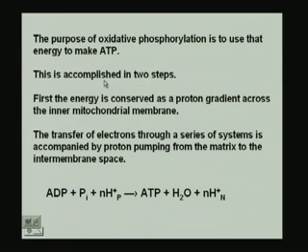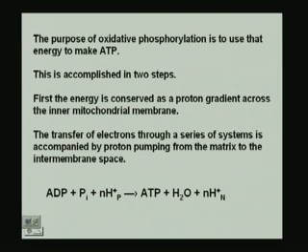The way this is accomplished is in two steps. First, the energy is conserved as a proton gradient across the inner mitochondrial membrane. This proton gradient creates a proton motive force, which we talked about last time in terms of free energy, as there is a membrane potential and also a pH gradient from the inside to the outside. Why? Because we have the proton gradient.